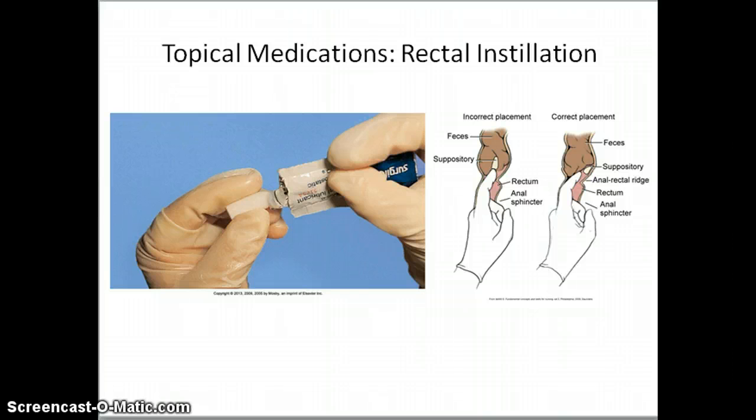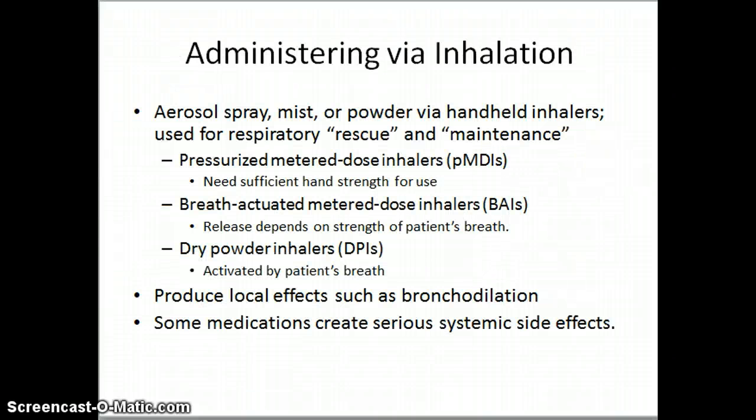So a patient that is given a suppository to help them have a bowel movement, remember that suppository is applied not into a fecal mass, but between the fecal mass and the wall, so it stimulates that peristalsis to help that person. When we give inhalation medications, they can either be a spray, mist, or powder.